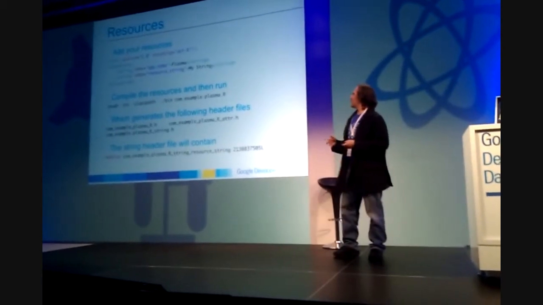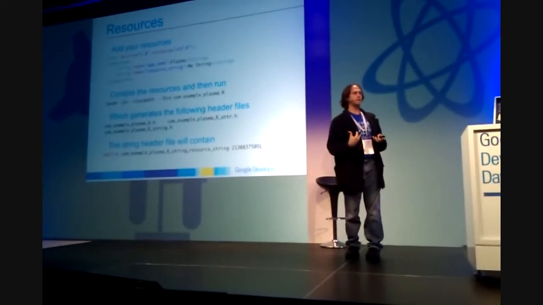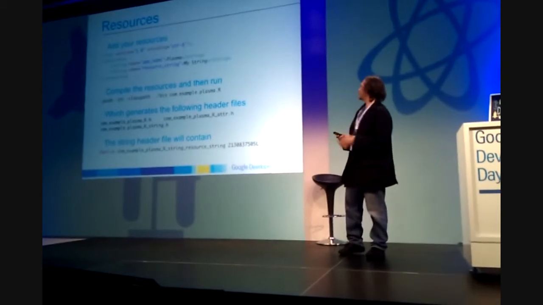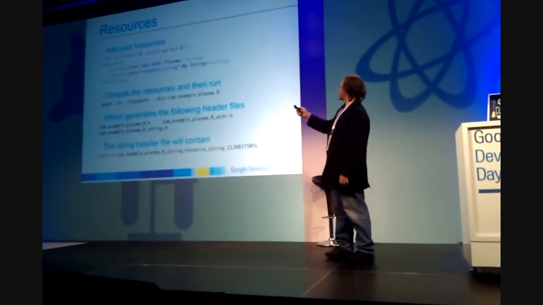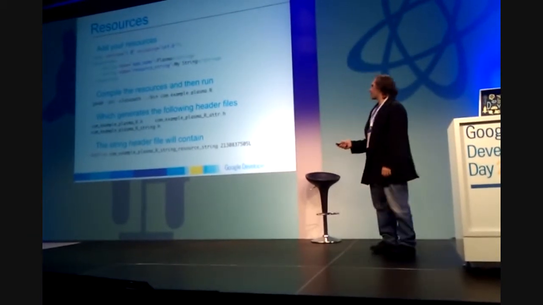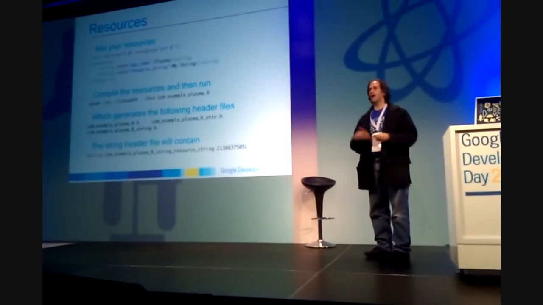resources. Now, a lot of people say, well, I still want to be able to do things like internationalize my application, even though I'm doing a lot of stuff in the NDK. Well, you can. And in fact, all you have to do is just add a string. Then you compile the resources, and then you can run javah on your R file.